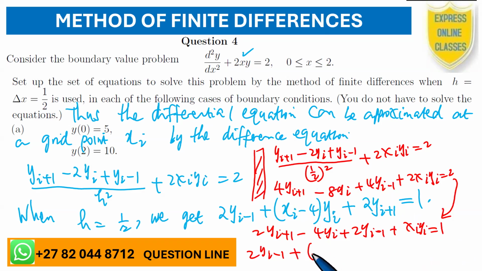So now at this point, this is what we get. But we can factor out a yi from this one and this one, and would have therefore xi minus 4. We've factored out a yi from this and that. And then what do we have? We have plus 2 yi plus 1, and the result is 1. So indeed, it is true that whenever h is 1/2 in the difference equation obtained from the differential equation using the method of finite differences, we shall be able to get the equation in blue, but we've rewritten it. We've just established that indeed this is true when h equals delta x equals 1/2 in the difference equation.